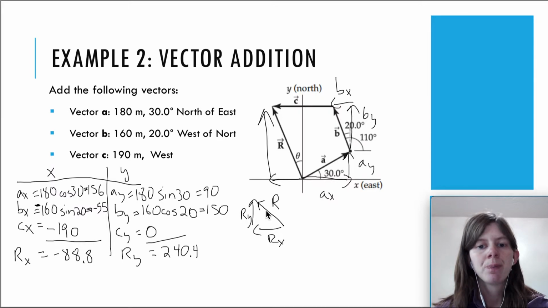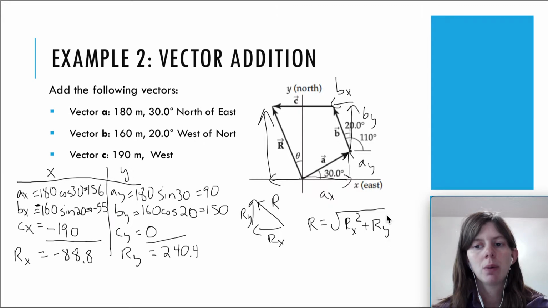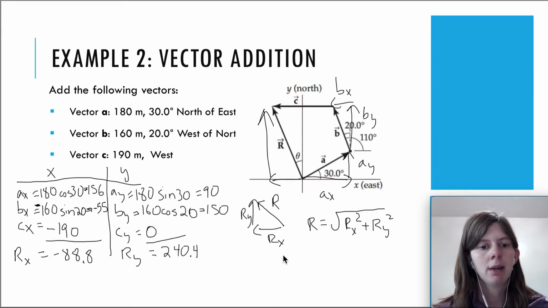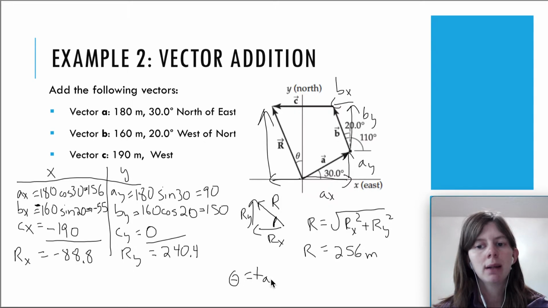So now we are ready to use the Pythagorean theorem to find the magnitude of the resultant, rx squared plus ry squared here. And I got 256. And I'll put my units in, which are meters. And then the angle that we're going to find is going to be this one. When you use the inverse tan of the y over the x, then the angle that you find is always going to be the one that's touching the horizontal axis. That's a little trick for you.